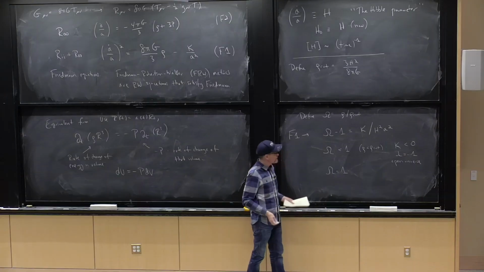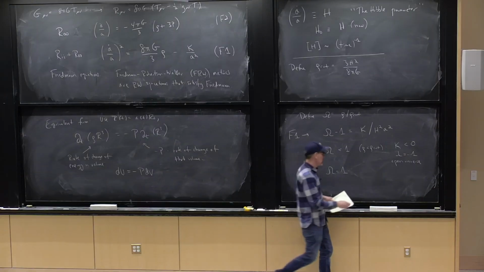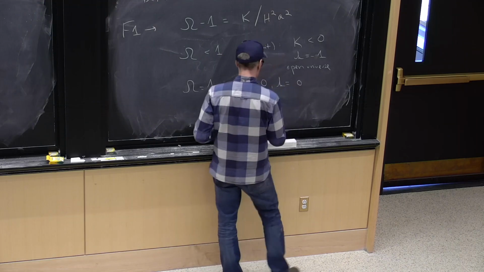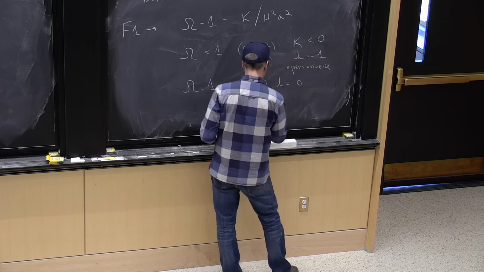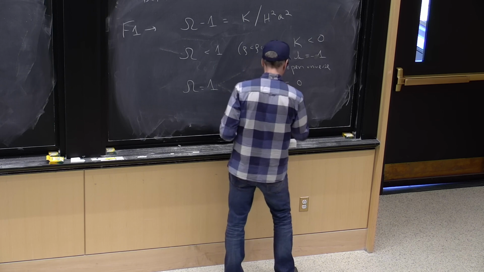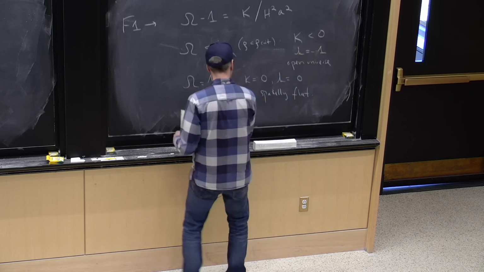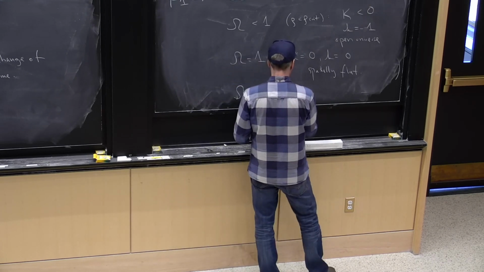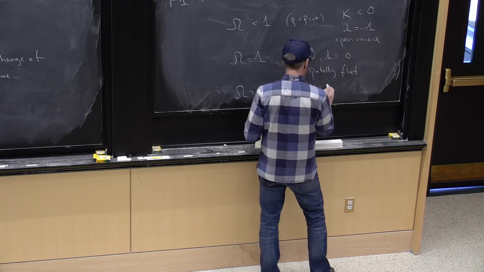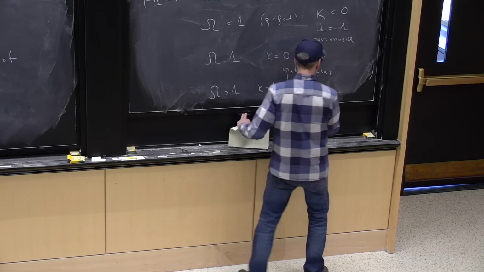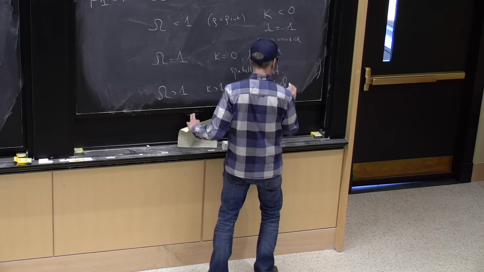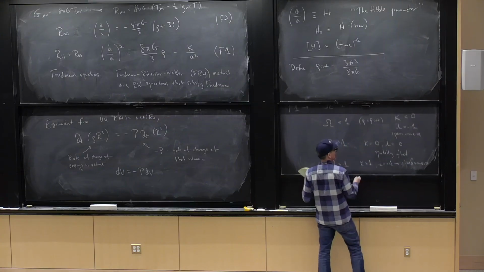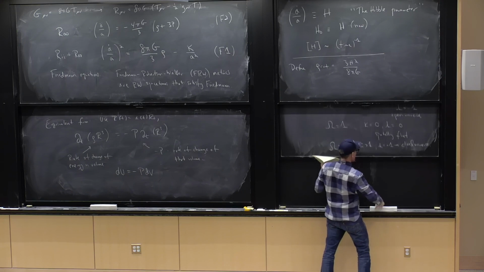If omega equals 1, such that rho is exactly equal to rho crit, kappa must equal 0, k must equal 0, and we have a Euclidean spatially flat universe. If omega is greater than 1, kappa is greater than 0, k equals 1, and we have a closed universe. Excuse my handwriting a little bit here.